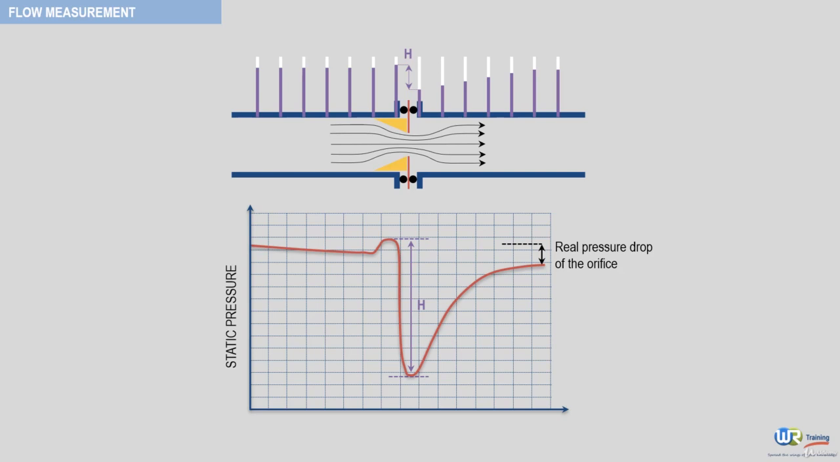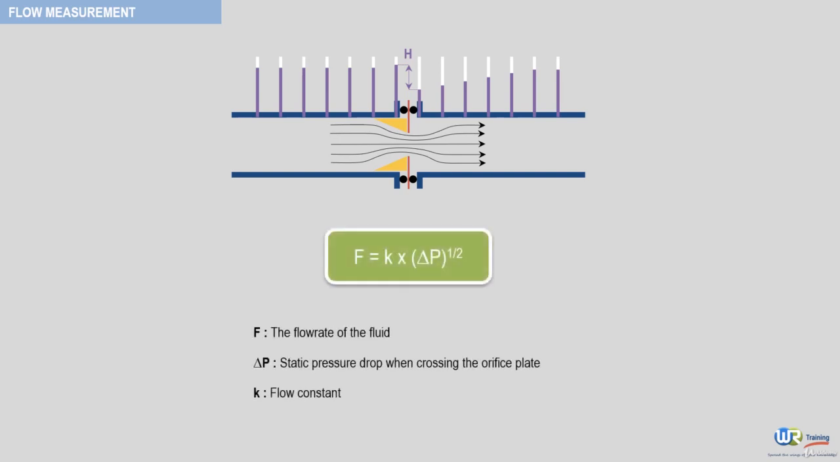The static pressure difference measured between both sides of the orifice is then converted into flow rate using the following formula, where F is the flow rate of the fluid, delta P is the static pressure decrease when crossing the orifice, and K is a flow coefficient. The precision of this flow meter is bad for low rates, since the variation law, as you can see here, is quadratic. Therefore, the orifice should not be designed for a very high rate compared to the nominal one.